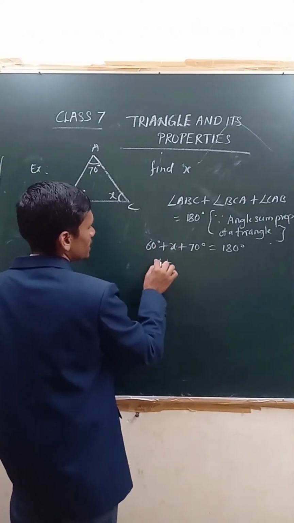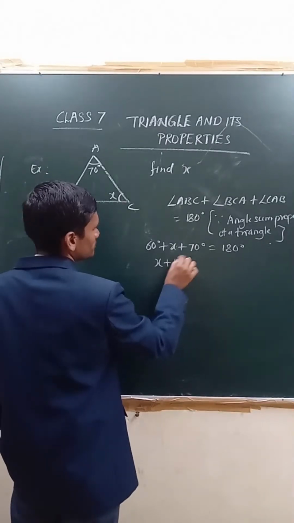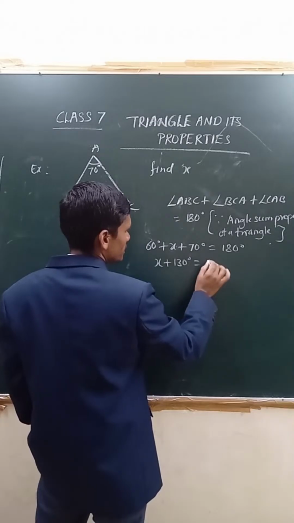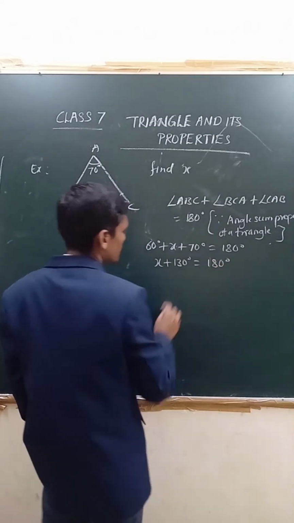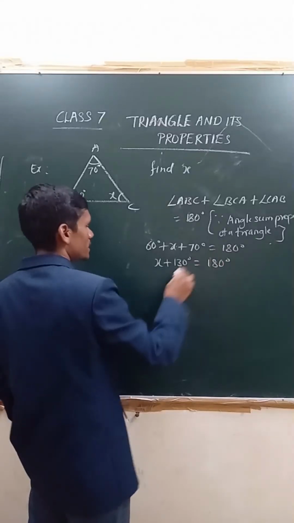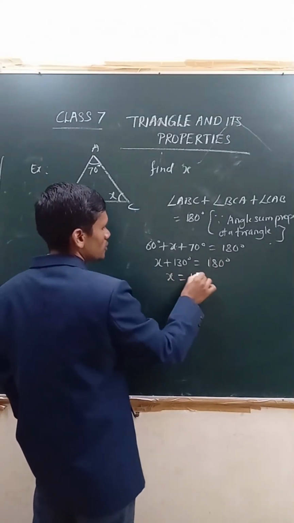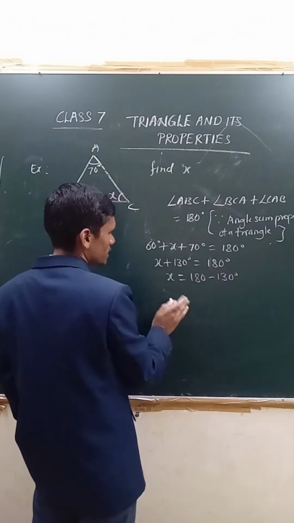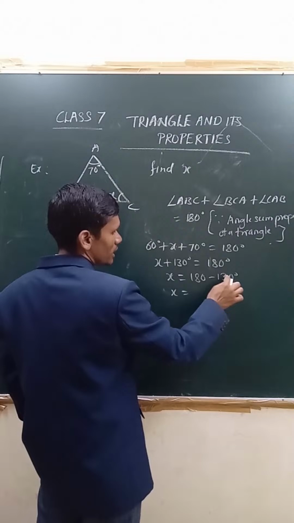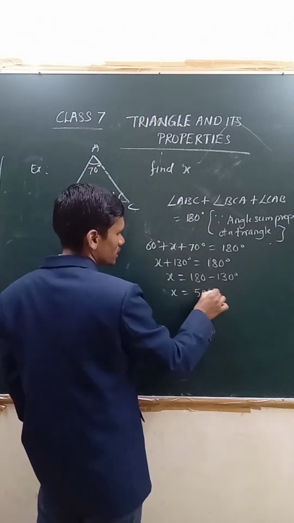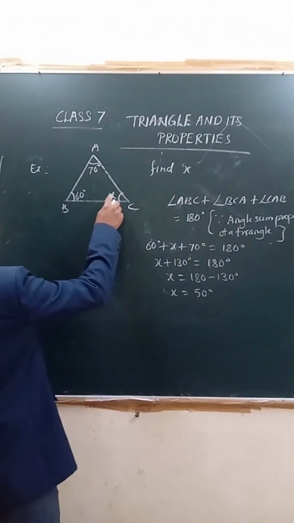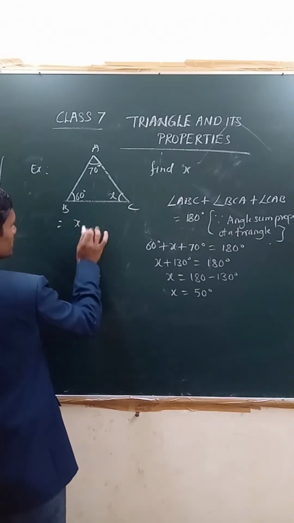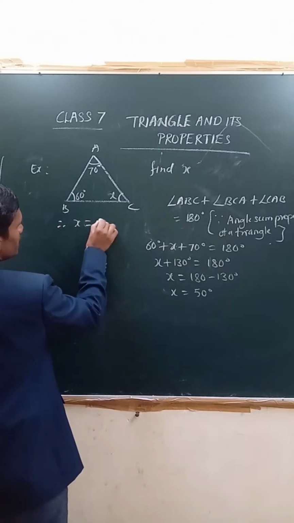What does this become? x plus 130, the sum of these two is equal to 180 degree. Now shift this to the other side, because you have studied simple equations, or not. 180 degree minus 130 degree, right? How much do you get? x is equal to 180 minus 130, which means 50 degree, or not? It is 50 degree. Therefore, here you see x is equal to 50 degree.